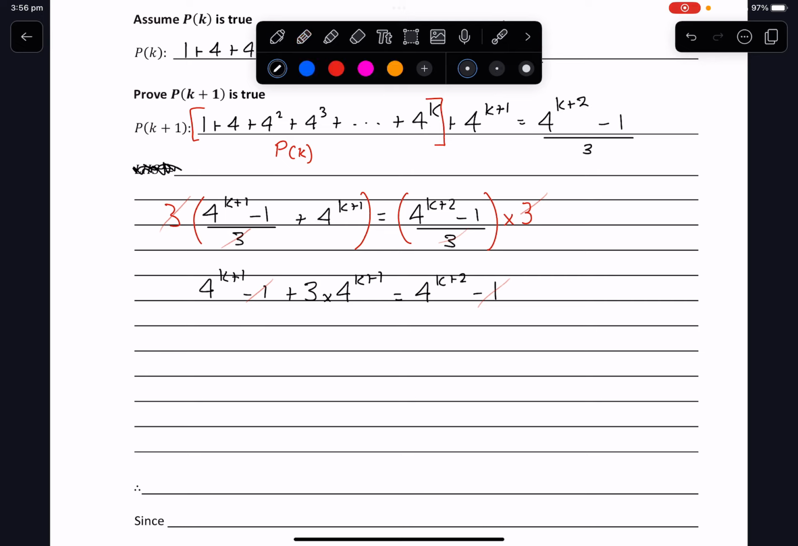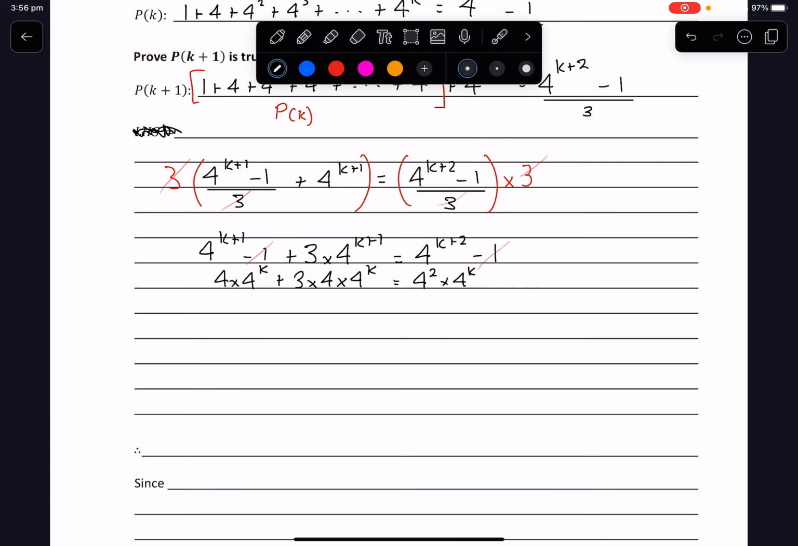All right, now 4 to the power of k plus 1, I can split up to be 4 times 4 to the power of k. And I'm going to do the same thing with this side. I've got 3 times 4 times 4 to the power of k, and 4 squared times 4 to the power of k. Now, what we want to do, we want to take out a factor of 4 to the power of k on this side. So I've got 4 to the power of k. In this first term, I'm left with just 4. In this term, I'm left with 16. So I've got 4 plus 12, getting ahead of myself.